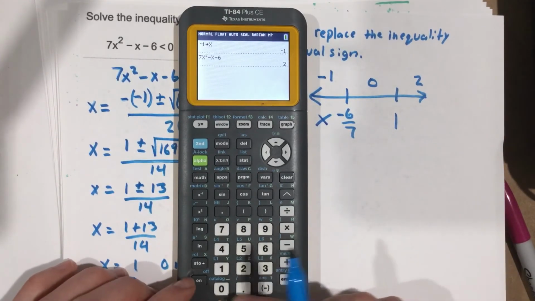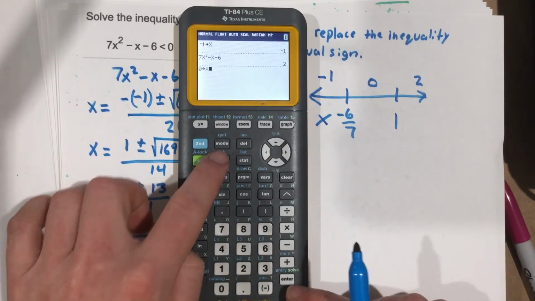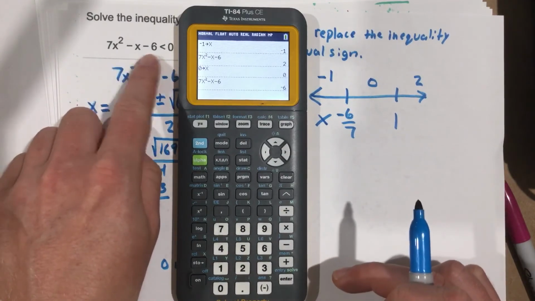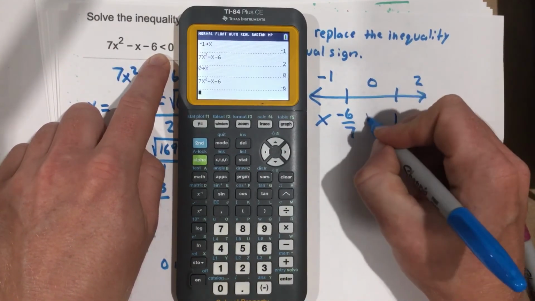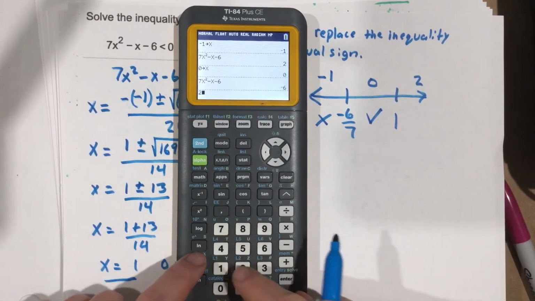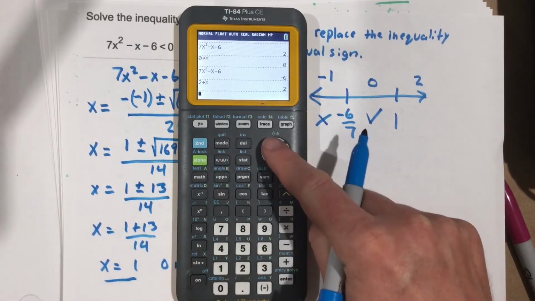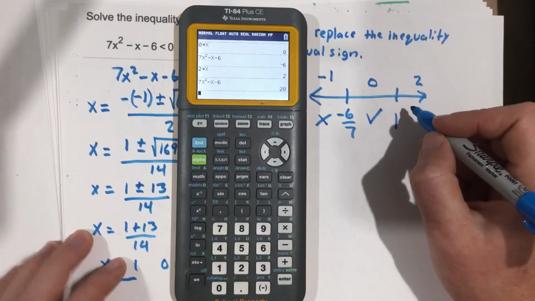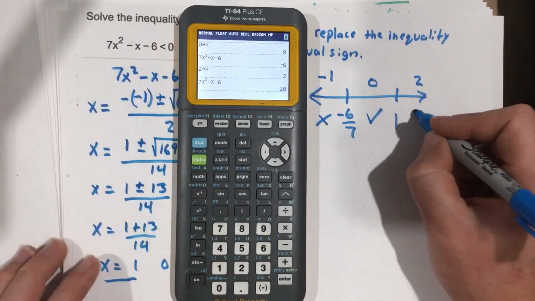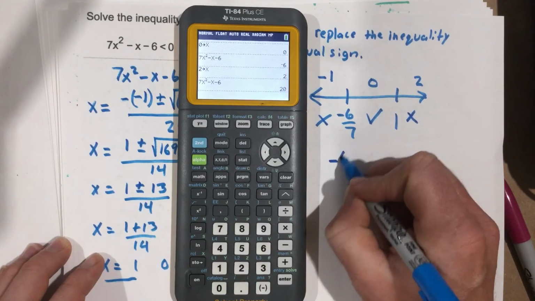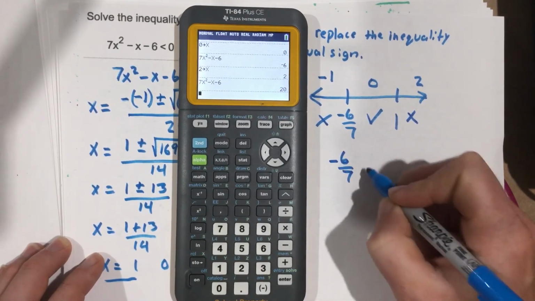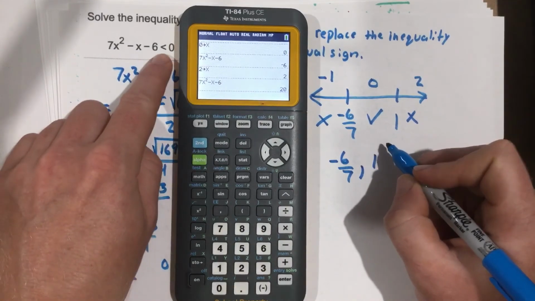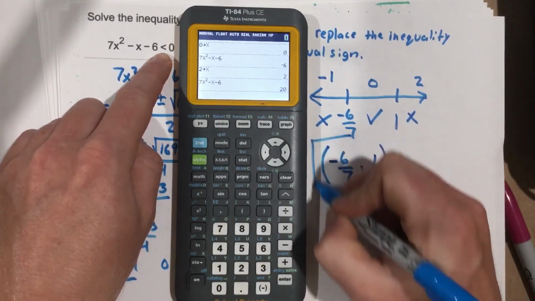Now I plug in 0, so 0 stored as x. Hit enter. Negative 6 is what I get. Less than 0? Yep. And then finally 2 stored as x. And let's pick that equation again. 20. 20 less than 0? Heck no. So my solutions lie between negative 6 over 7, comma 1. And then because it's not equal, I put parentheses for the solution set.